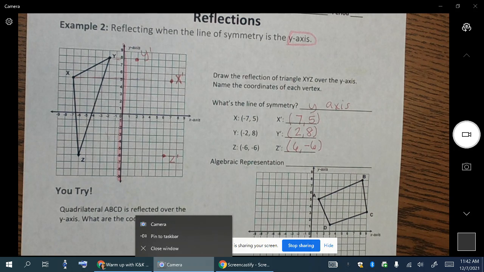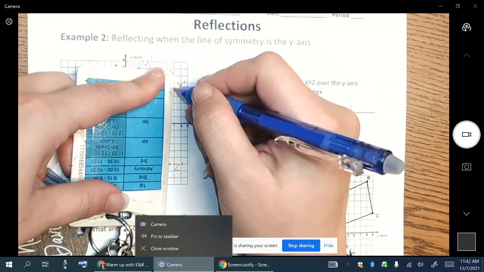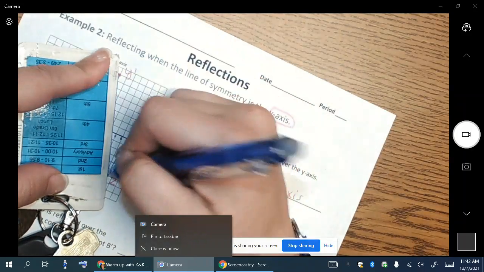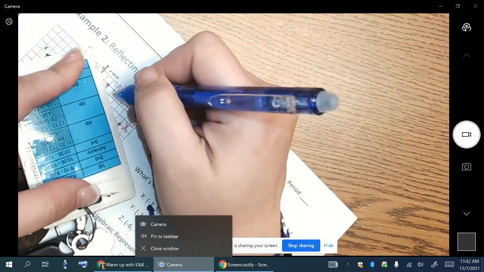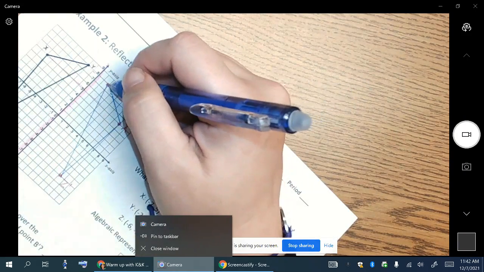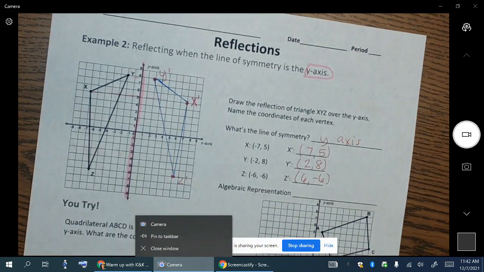Use your ID to connect these. Make sure we have the same shape. We do. This helps you if you put something in the wrong place. It helps you to be like, oh, my triangle looks way different than the other one. Okay, and again, same shape, same size, it just changed directions.